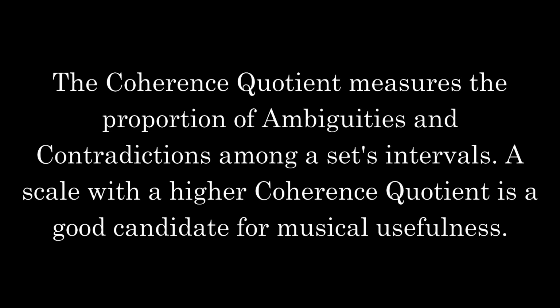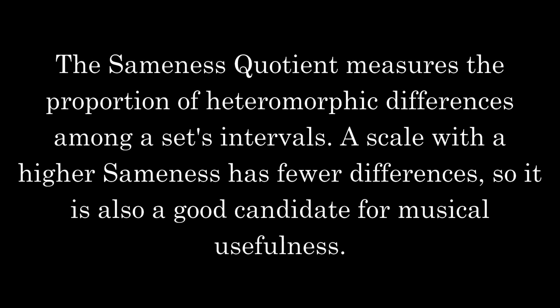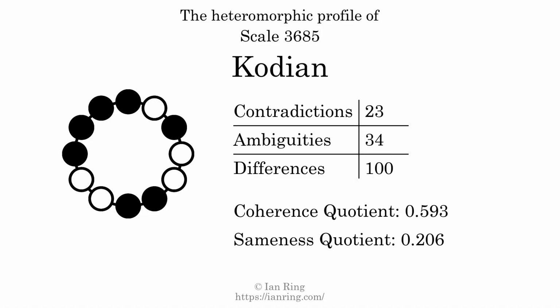The coherence quotient measures the proportion of ambiguities and contradictions among a set's intervals. A scale with a higher coherence quotient is a good candidate for musical usefulness. The coherence quotient is 0.593. The sameness quotient measures the proportion of heteromorphic differences among a set's intervals. A scale with a higher sameness has fewer differences, so it is also a good candidate for musical usefulness. The sameness quotient is 0.206.